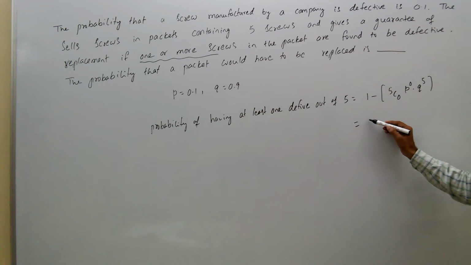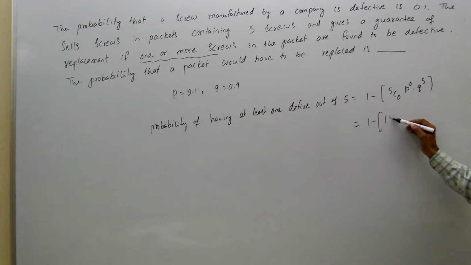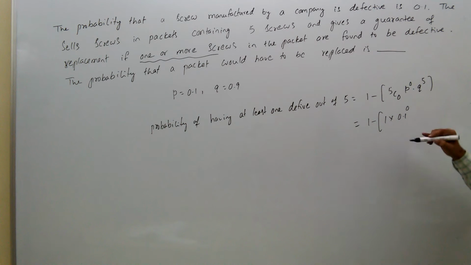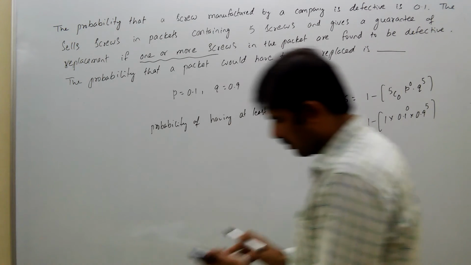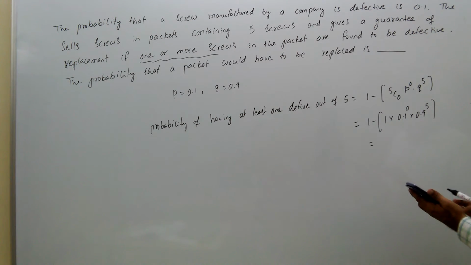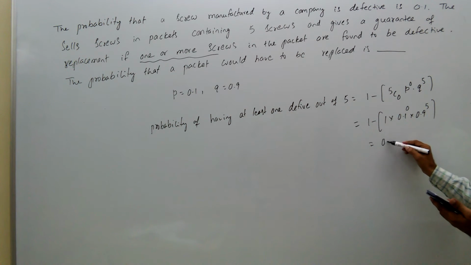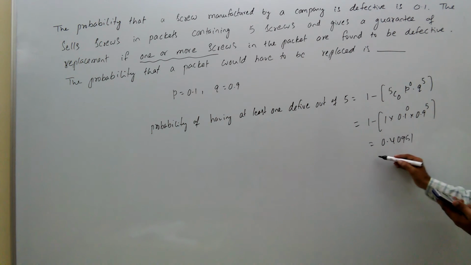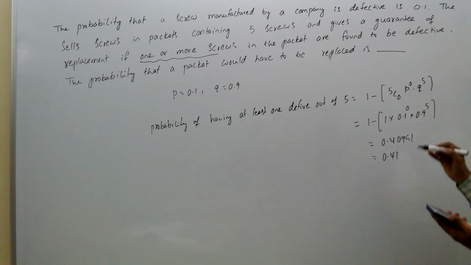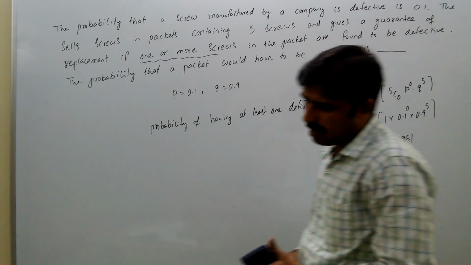That means this is the probability: 1 minus 5C0 is 1, P is 0.1 to the power of 0, Q is 0.9 to the power of 5. That equals 1 minus 0.9 to the power of 5. That is 0.40951, which equals 0.41. 0.41 is the correct answer.